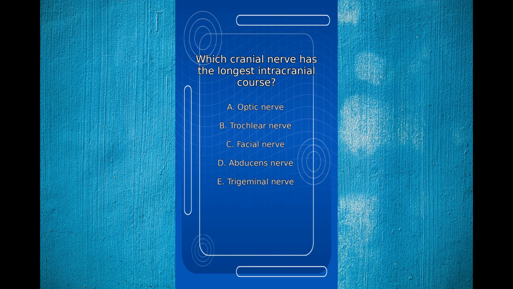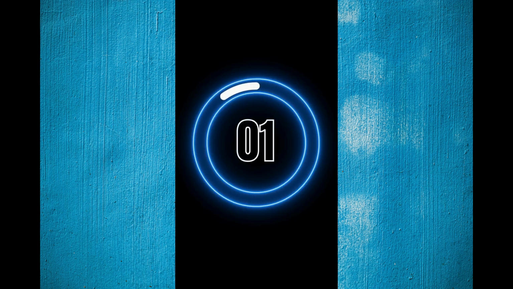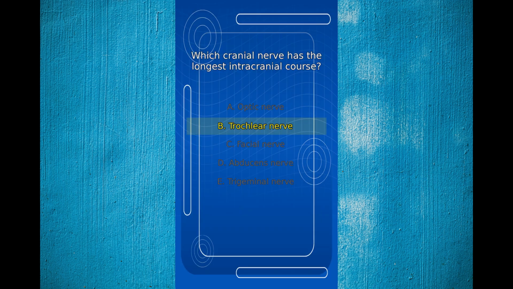Which cranial nerve has the longest intracranial course? The correct answer is B. Trochlear nerve. The trochlear nerve, CN IV, has the longest intracranial course of all cranial nerves.